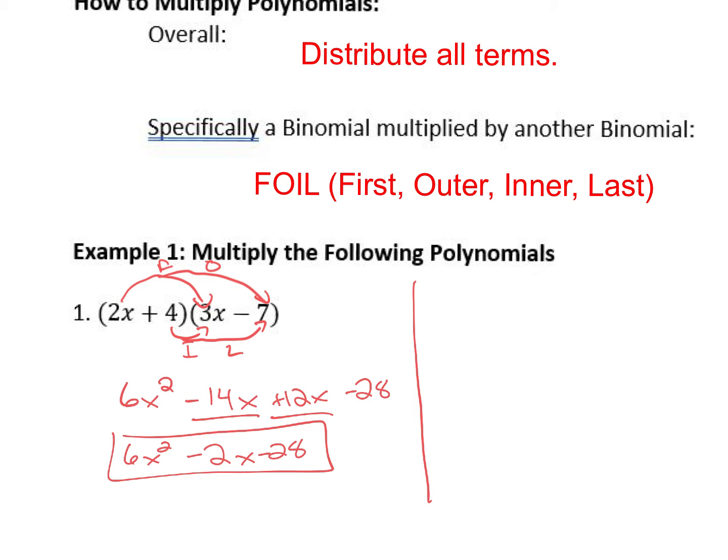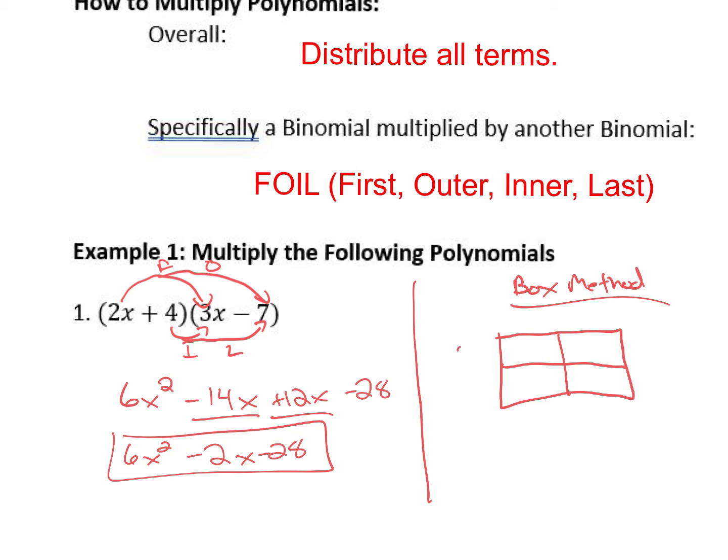I also want to take an opportunity to mention the box method, which is just an alternate way of doing the FOIL method. Those of you who are familiar with lattice, what we're going to do is set up a nice little 2 by 2 box, with 2x plus 4 on one side, and then you have your 3x minus 7.